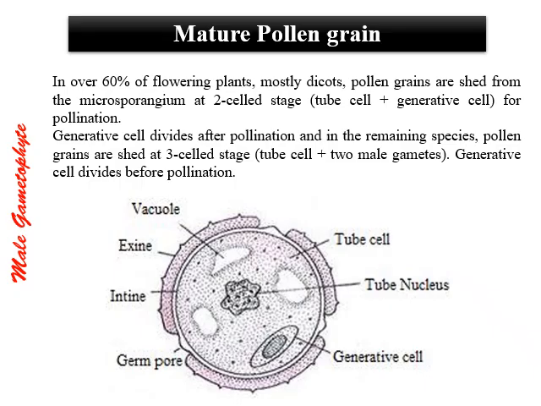In over 60% of flowering plants, mostly dicots, pollen grains are shed from the microsporangium at the two-celled stage, which are the tube cell plus generative cell, for pollination. The generative cell divides after pollination. In the remaining species, pollen grains are shed at the three-cell stage, that is the tube cell plus two male gametes. The generative cell divides before pollination. As we can see here in this picture, there is a larger vacuole present here. There is the presence of the generative cell, a tube nucleus, with three germ pores.